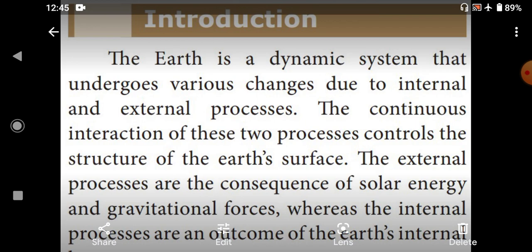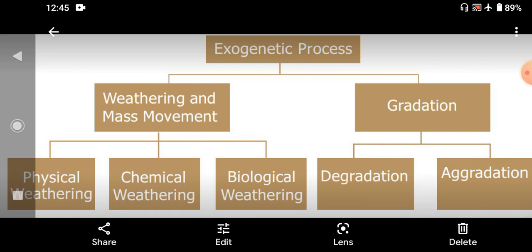From here, in this lesson, we are going to learn about the exogenetic processes. Endogenetic processes we learned in the previous classes. In this lesson we learn about the exogenetic processes, that means the external processes. The exogenetic processes are of two types: weathering and mass movement, and gradation.